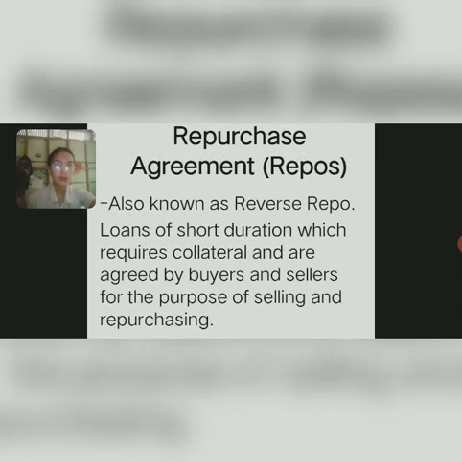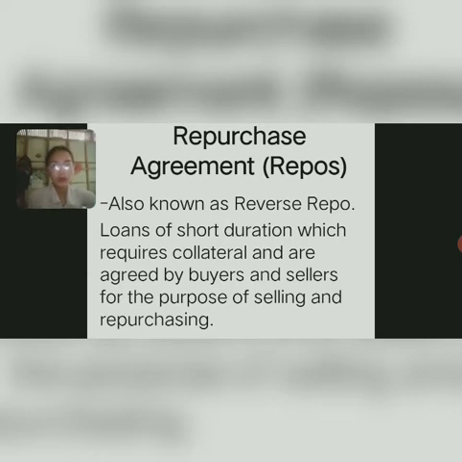Last, repurchase agreements or repos, also known as reverse repo. These are short-duration loans which require collateral and are agreed by buyers and sellers for the purpose of selling and repurchase. For example, trader A may sell a specific security to trader B for a set price and agree to buy back the security for a specified amount at a later date. In this case, B would like to guarantee that trader A will buy back the security. What he does is that B asks for collateral from A.